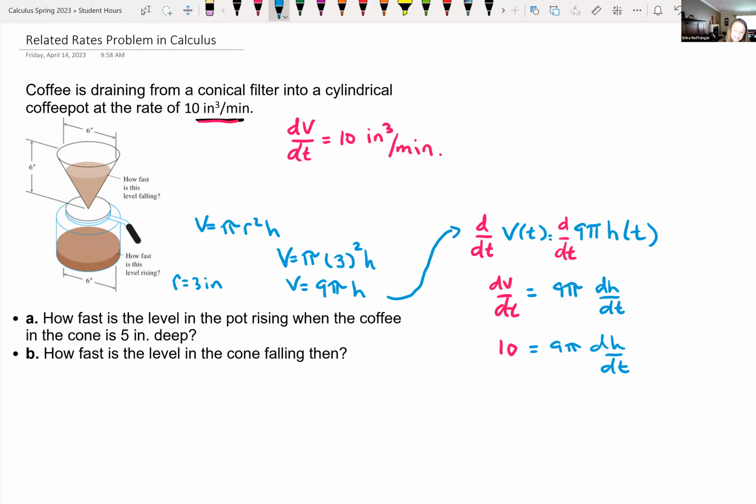If we divide both sides by 9 pi, we get the rate of change of our cylindrical coffee pot. The height is changing at 10 divided by 9 pi inches per minute.